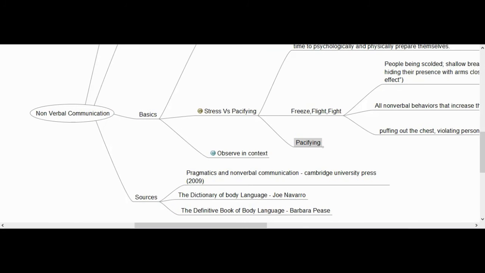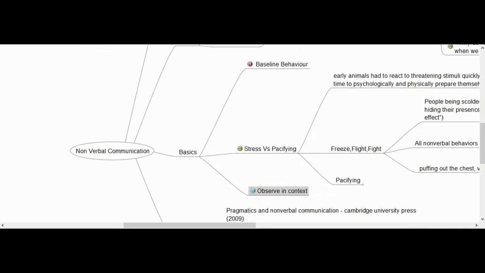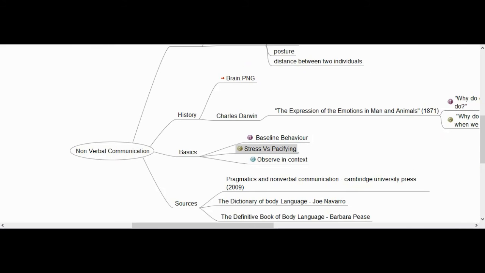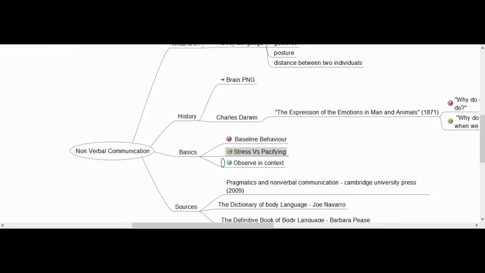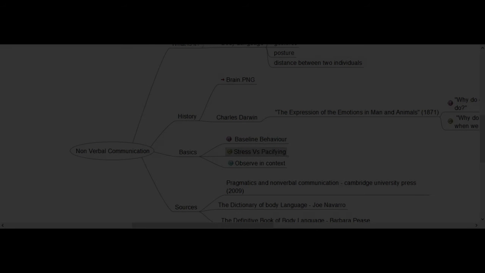And of course, observing context. These rules are very important in your quest to deduce a person's motivation, personality, intentions, thoughts, feelings, etc.